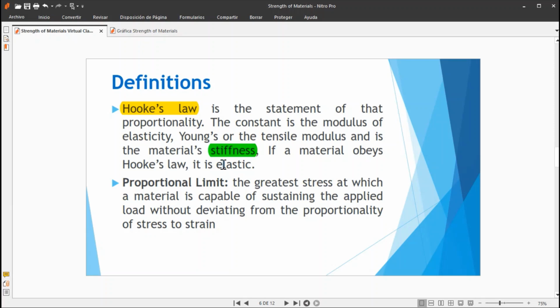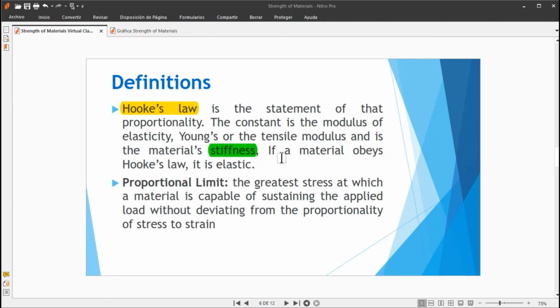Now, we are going to start with a series of definitions. I am going to make use of a picture to make it easier for us to understand these definitions, okay? So we are going to read some of them, and then we are going to use a graph to have a better understanding.